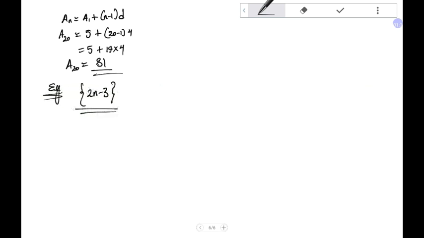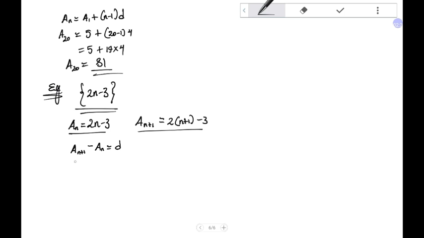In an arithmetic sequence, the difference between consecutive terms is a constant, the common difference d. The general formula is an equals 2n minus 3. Then an plus 1 equals 2n minus 3 with n replaced by n plus 1, that is 2 times n plus 1 minus 3. If the difference is constant, the sequence is an arithmetic sequence. So an plus 1 minus an must equal a constant d for this sequence to be arithmetic.